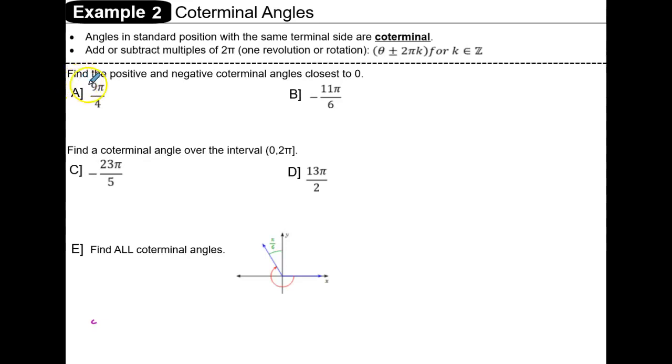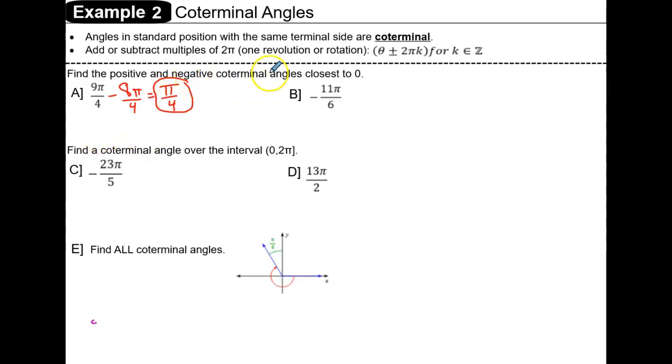So in problem A, we want to find a positive and negative coterminal angle, and we want that to be closest to 0. So starting at 9 pi over 4, I want a common denominator, so I'm going to double my denominator here. 4 times 2 is 8. So one revolution would be 8 pi over 4. Since 9 pi over 4 is greater than 8 pi over 4, I'm going to subtract one revolution around the circle to find a positive coterminal angle closest to 0. So 9 pi over 4 minus 8 pi over 4 is 1 pi over 4.